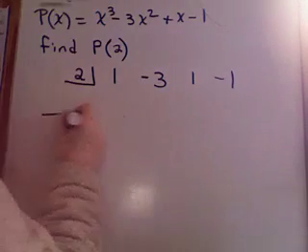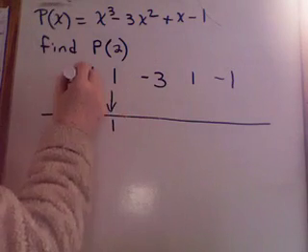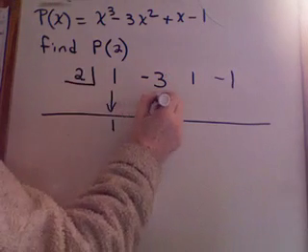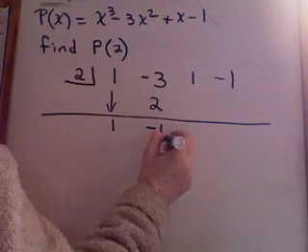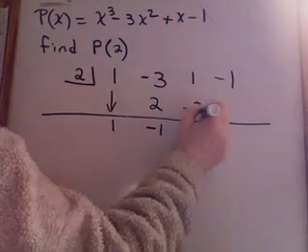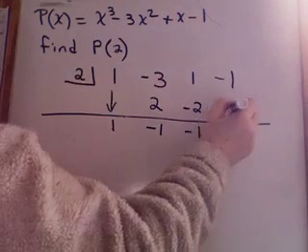All right, at this point, we're going to carry out our synthetic. Bring down the first number. 2 times 1 is 2. Going to add minus 1. 2 times minus 1 is minus 2. Add minus 1 again. 2 times minus 1 is minus 2.